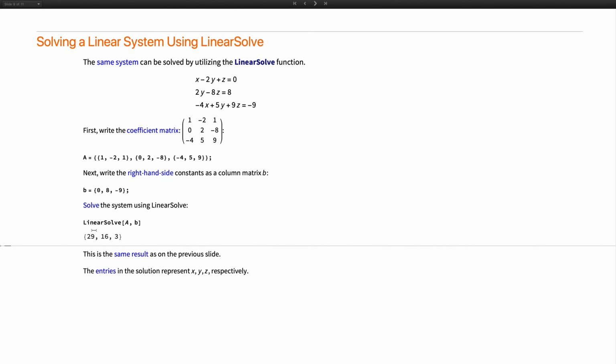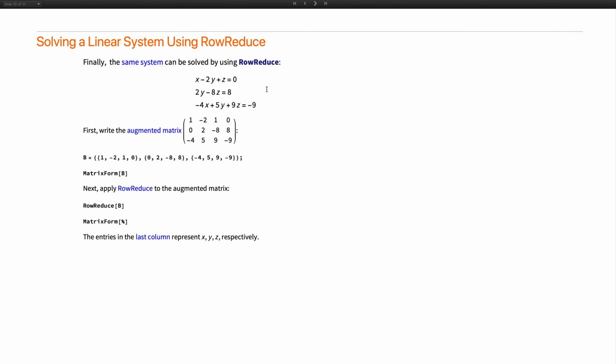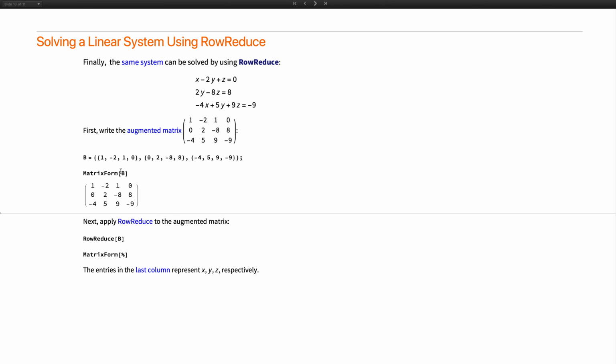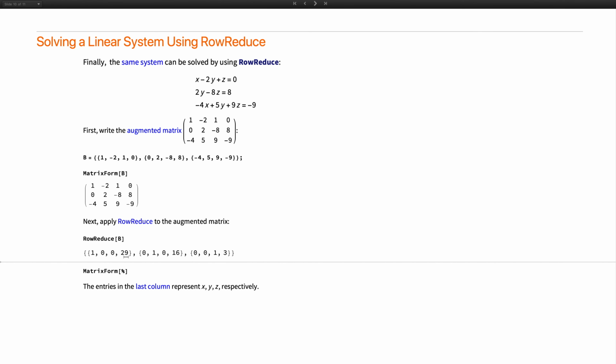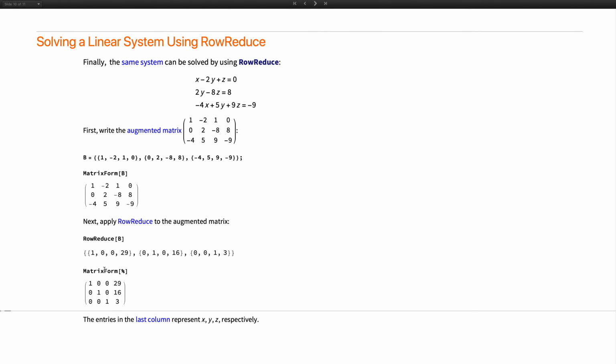Okay, so that's a second way, the linear algebra way of doing things. But a third way to do the same thing is to use the so-called RowReduce function. RowReduce says take both the left-hand side and the right-hand side and put them back into the augmented matrix. That's B over here. Here's the matrix form. It looks quite messy, but if you apply RowReduce to it and then do a MatrixForm, the percentage means you're using the previous output, then you see that in fact it looks very nice and clean.